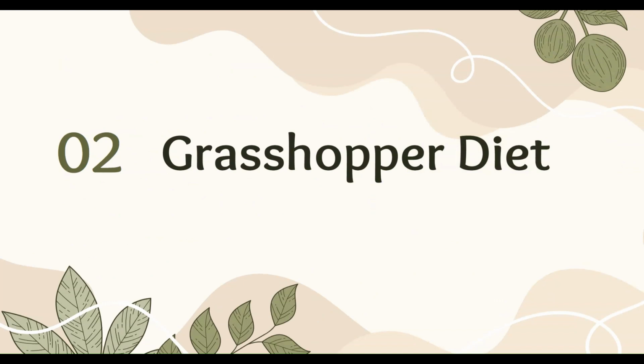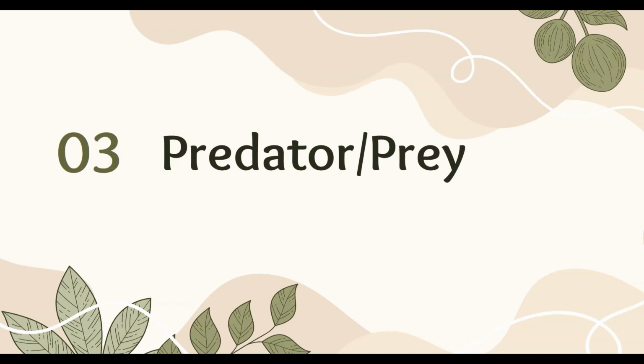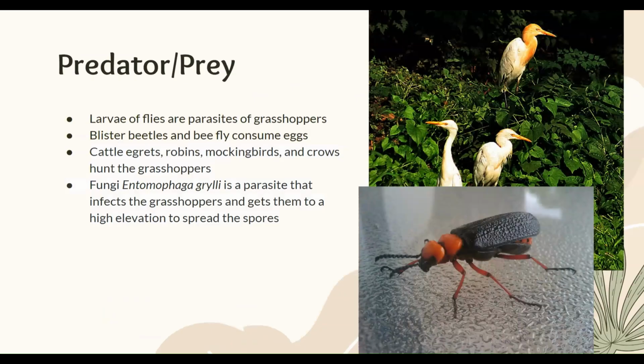So, the grasshopper diet consists of citrus, corn, cotton, oats, peanuts, rice, sugarcane, tobacco, and vegetables. And I'm going to talk about this later, but due to their diet, including citrus, they often are detrimental to humanity in some regards.